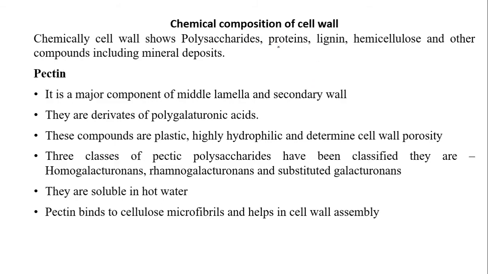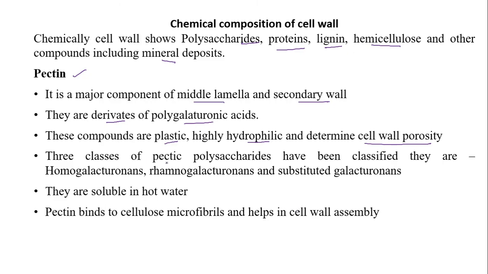Now the chemical composition of the cell wall. Cell wall is made up of polysaccharides, proteins, lignin, hemicellulose, and other compounds, along with mineral deposits. Pectin is one of the major components of the cell wall. It forms the middle lamella and the secondary wall. It is a derivative of polygalacturonic acid. The compound is plastic, it is hydrophilic, and determines the cell wall porosity.